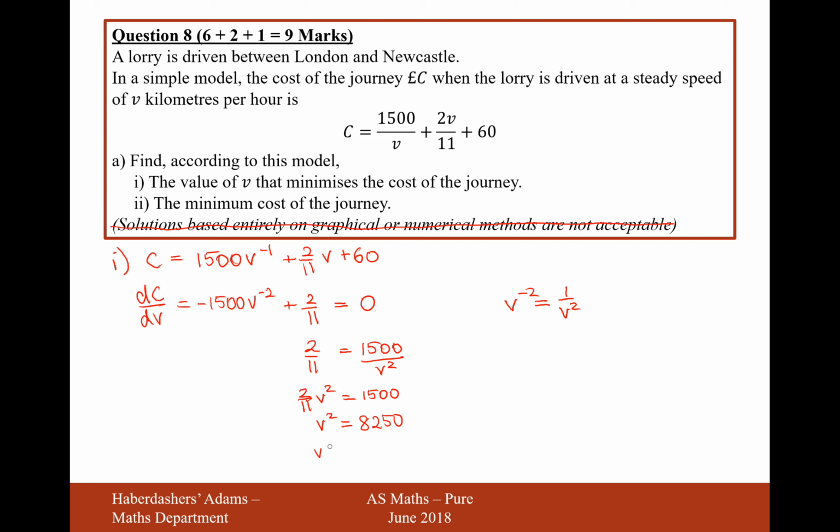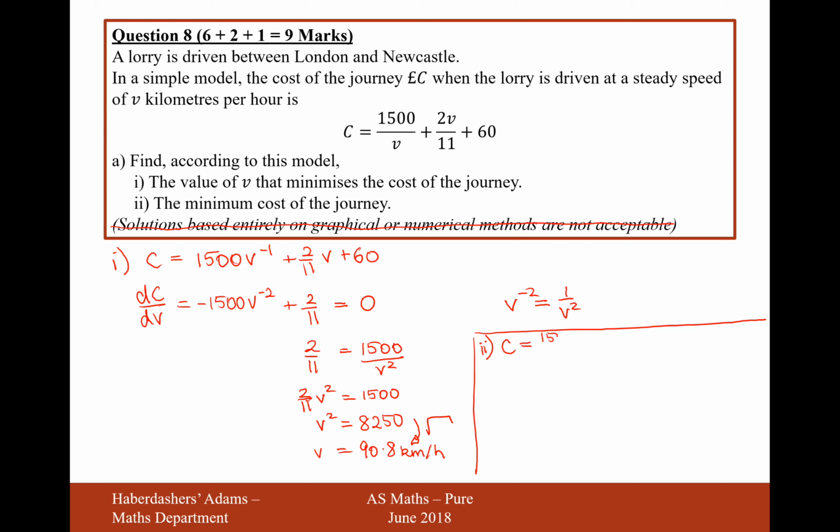And the last thing to do would be to square root to work out what v is equal to. So square root answer equals 90.8. So 90.8 kilometers per hour is going to be the value of v that minimises the cost of the journey. Now we'll move on to part II, and in part II what we're looking to do is find the minimum cost of the journey, so that means plug it back into the equation for C.